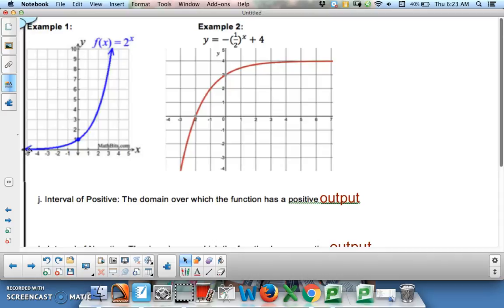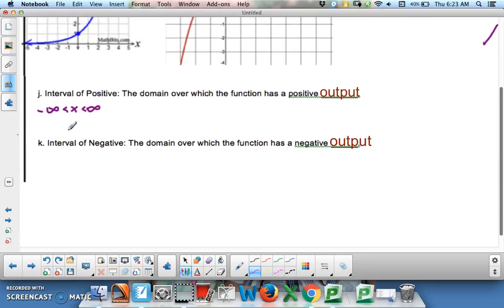Well, if I look at this graph, that's going to be everything, because we already talked about the fact that the range of this thing is y is greater than 0, which means it's always going to have a positive output. So I'm going to say the interval of positive is from negative infinity to positive infinity. If this thing is always positive, we've said it before, we'll say it again, if it's always positive, then it's never ever negative. So I'm going to say never.